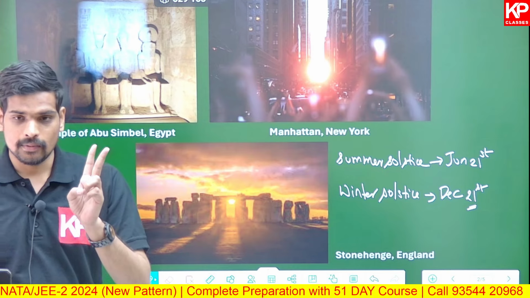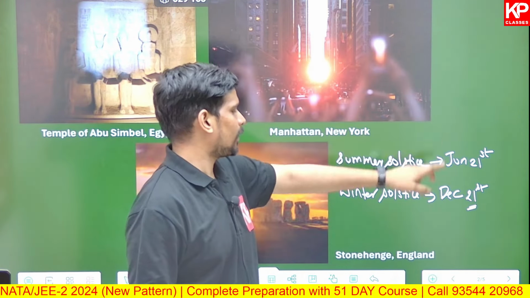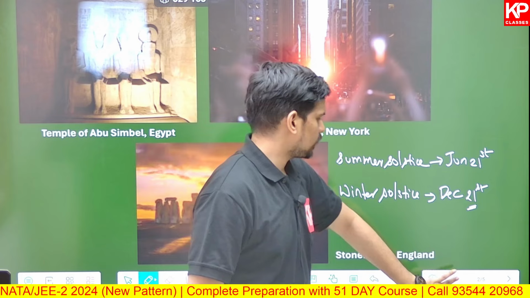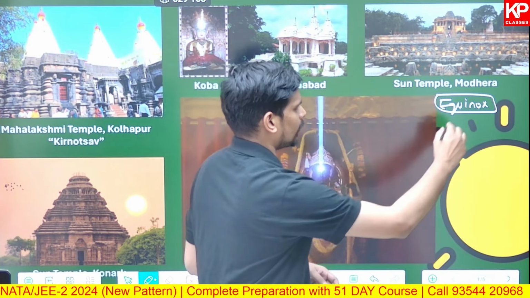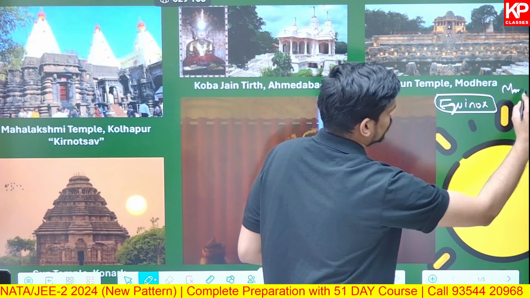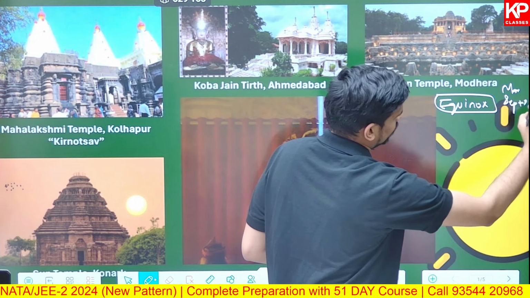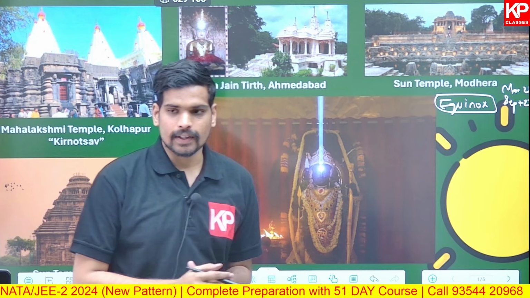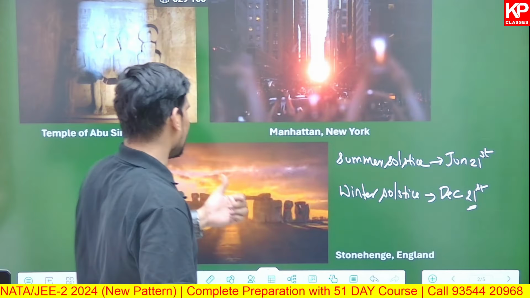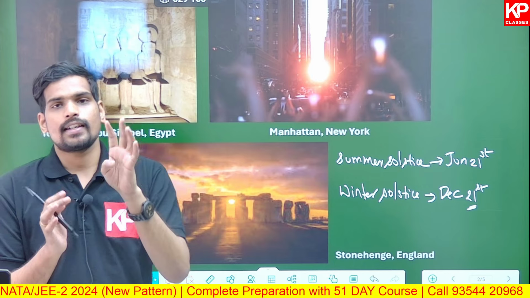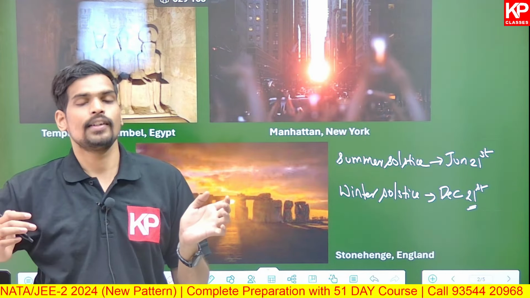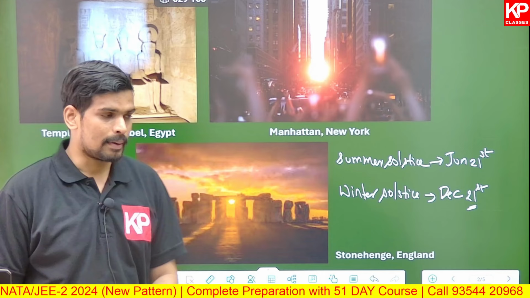So I told you about equinox. Equinox, if you remember, occurs in March and September, approximately March 21st and September 23rd. These are the dates of equinox in the northern hemisphere. That's when the solar phenomenon of the Modhera Sun Temple is observed. Similarly, at Stonehenge, these four dates are important phenomena in solar architecture, which you can remember.